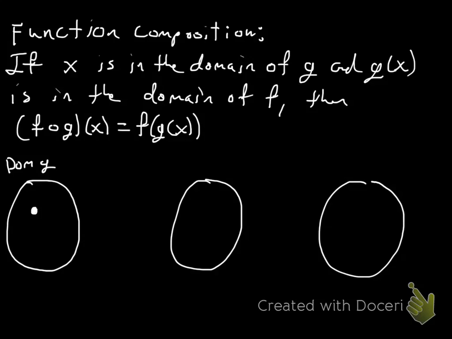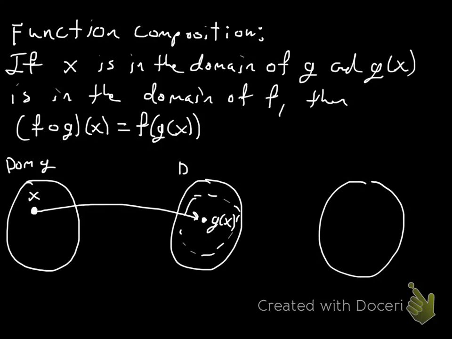So how this is going to work is you're going to find what g of x is, and you'll get either an equation, or an expression, or a number, and then you're going to take that and plug it into the function f. So we'll do a little mapping picture down here. We're going to start in the domain of g, and then g is going to take this number x and map it to its output, g of x.